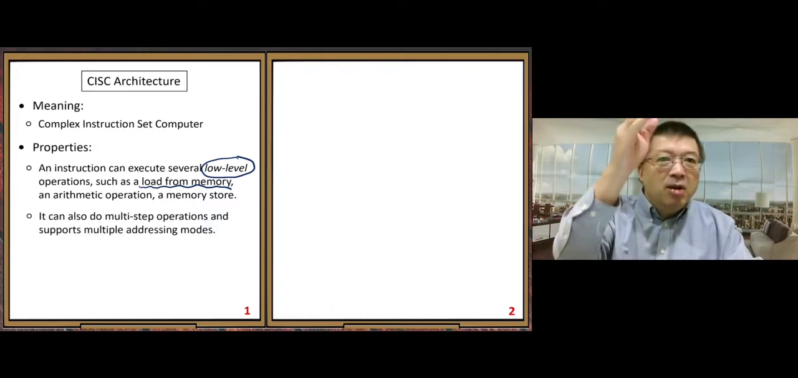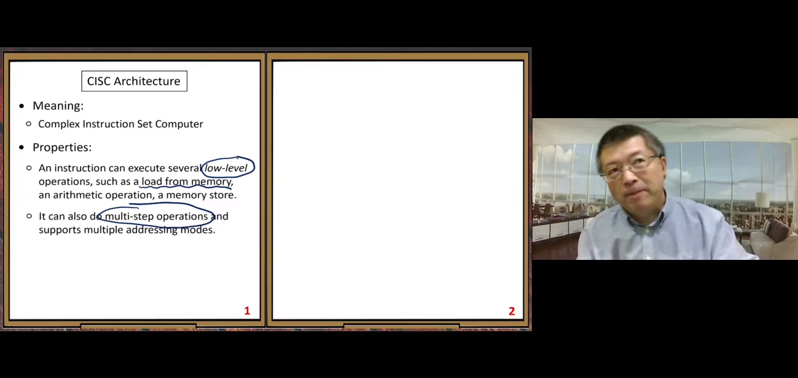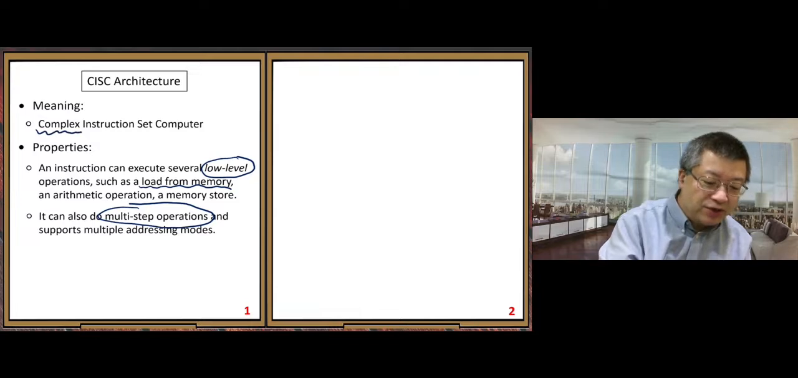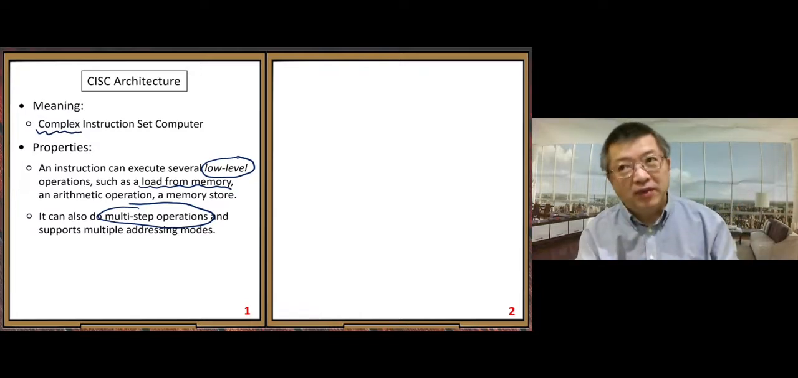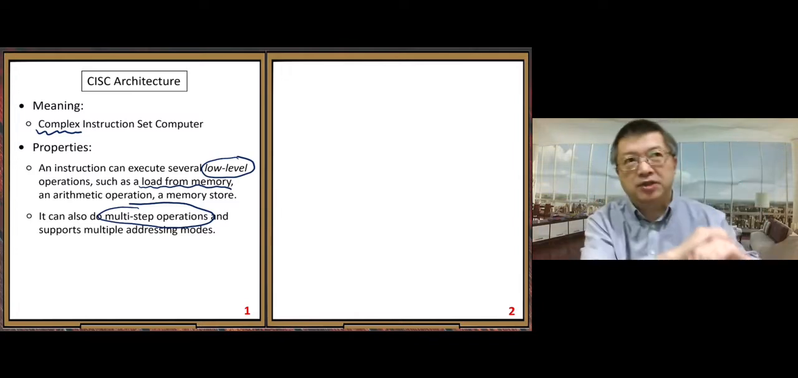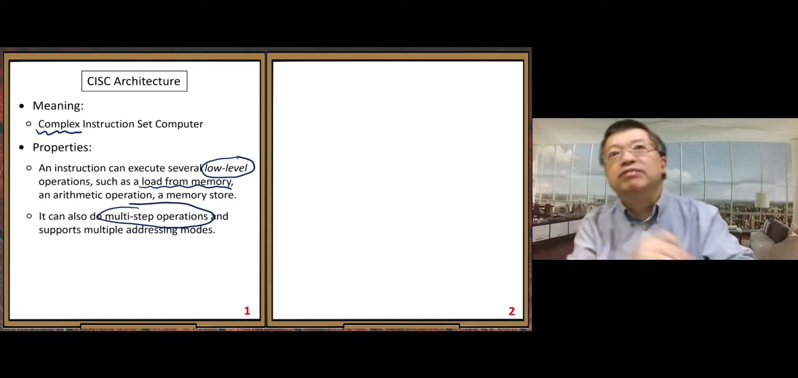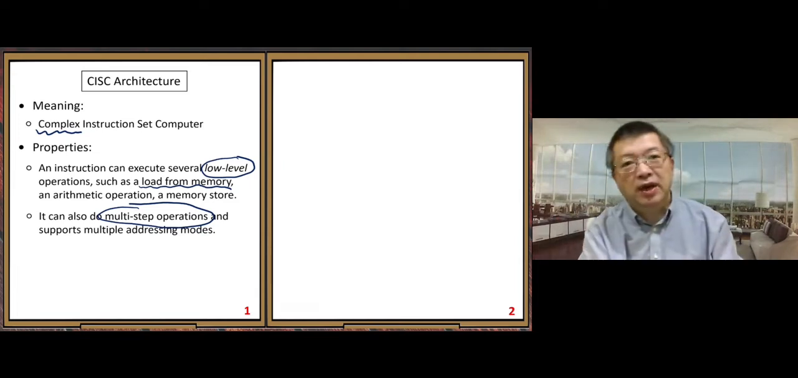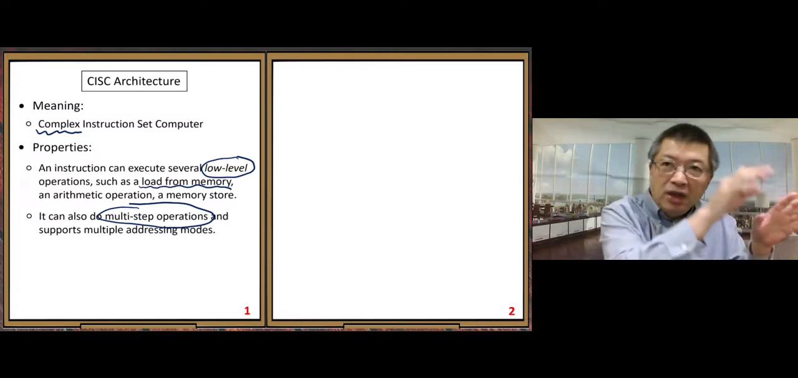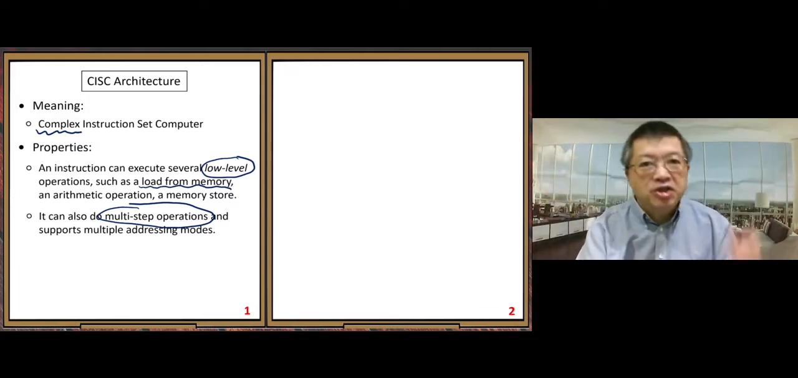It can also do multi-step operations. One operation that is relatively complex. So for this reason, we use complex, multi-step operations, comparing with the later, simpler type of operations. All right. So this operation needs to do several important tasks. Multi-step operations.